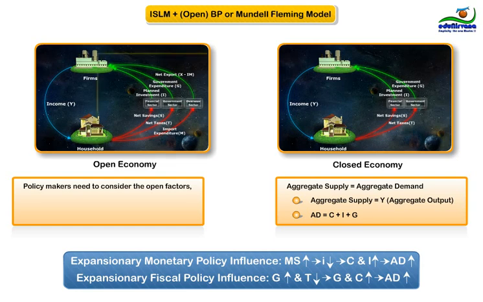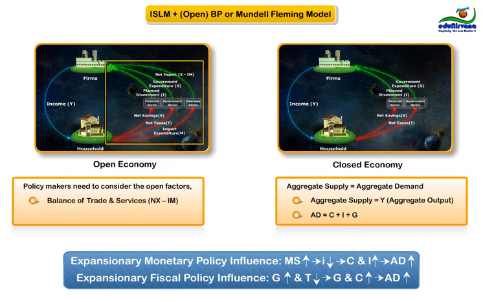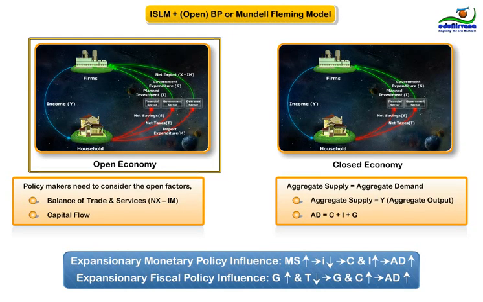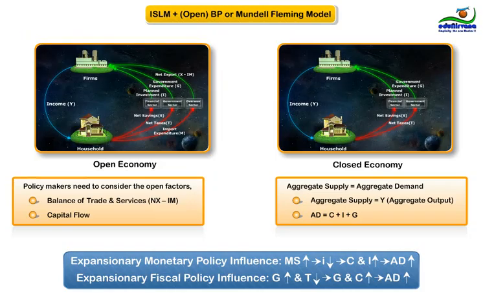such as balance of trade and services, NX minus IM, and capital flow. So, we need to open up our standard macro AS equals AD model and assess how monetary and fiscal policies interact with the open factors in influencing economic performance. For that, we have to learn one key model in economics, namely the Mundell-Fleming model.